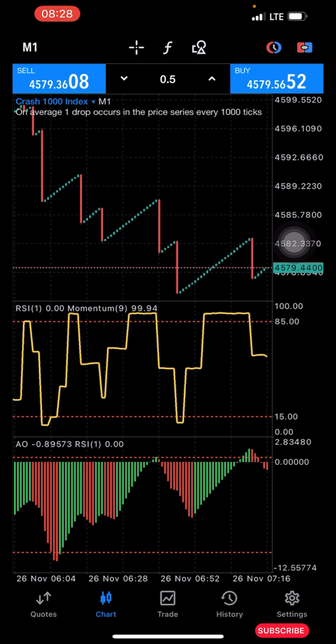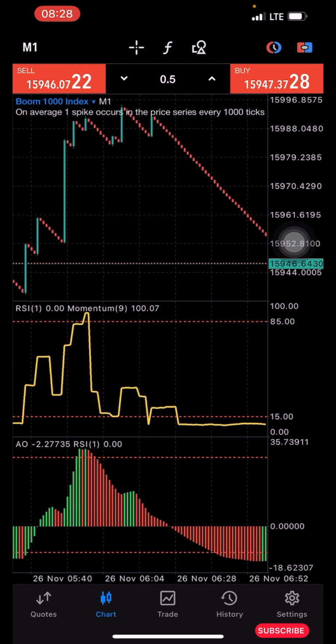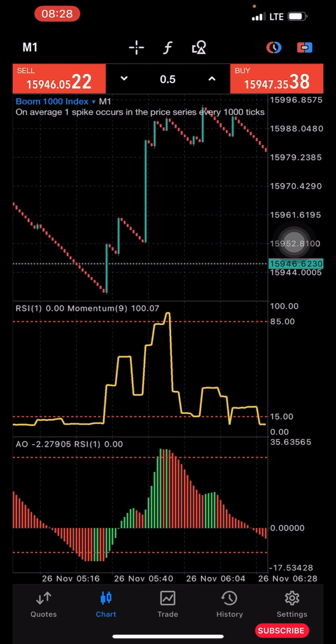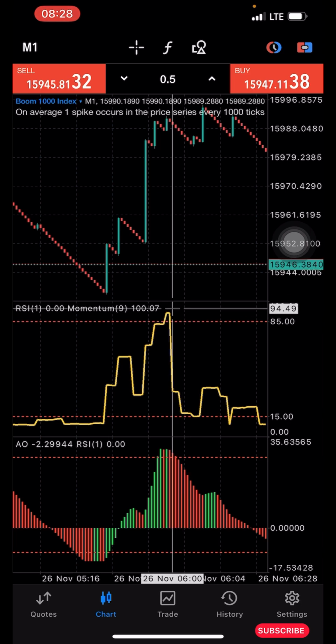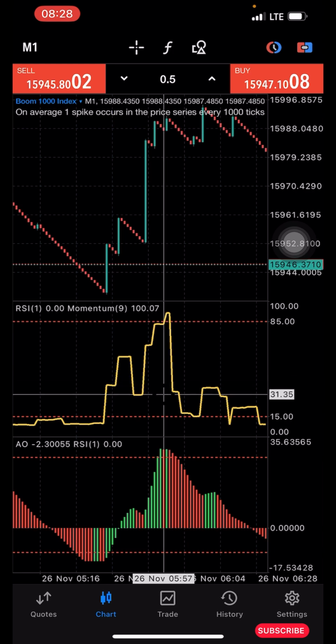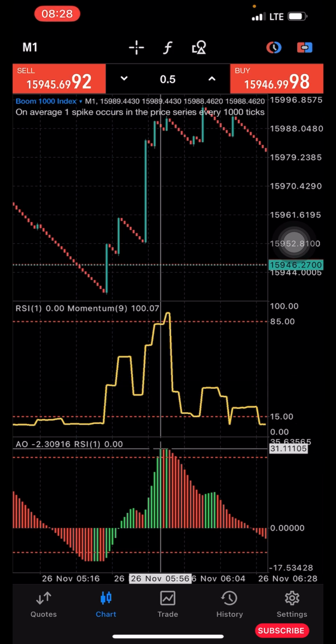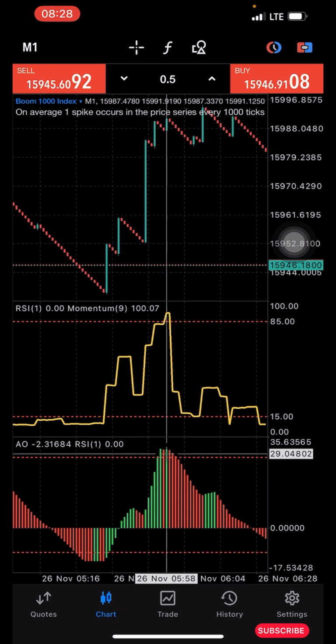Okay, so this is an example on crash. So let me show you guys some examples on boom, and then we are done with the explanation for this strategy. The momentum has moved extremely above our 85 level here. You wait for the awesome oscillator to change to red. On crash, it's going to be changing to green, and on boom it's going to be changing to red. So you do the opposite of crash on boom.